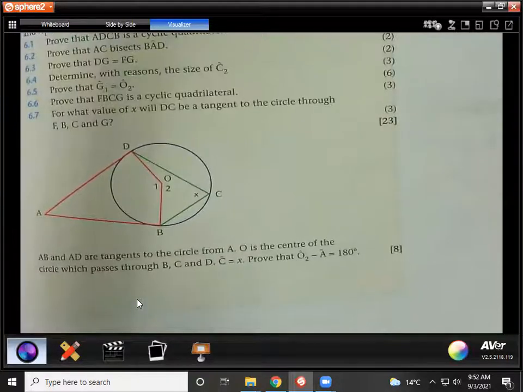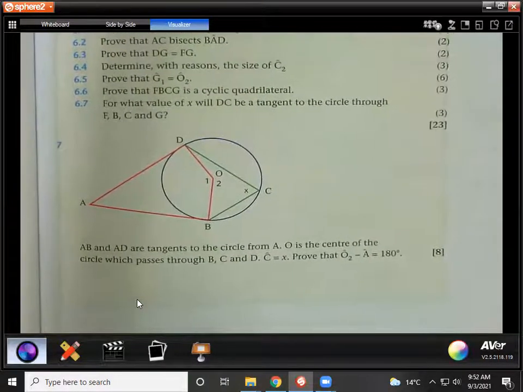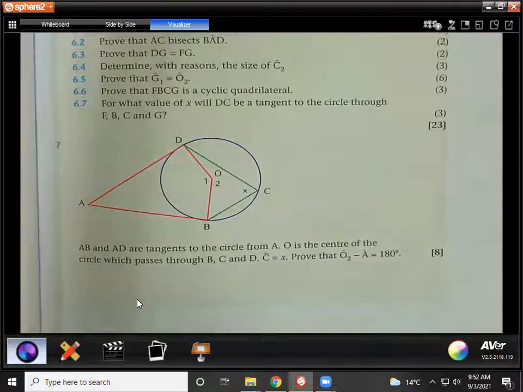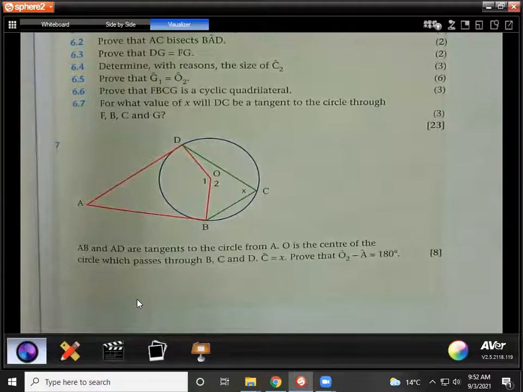Ooh, that was weird. That gave me a bit of a fright. Okay, let me just freeze this. So the first thing that I would write down is that O1 is 2X.